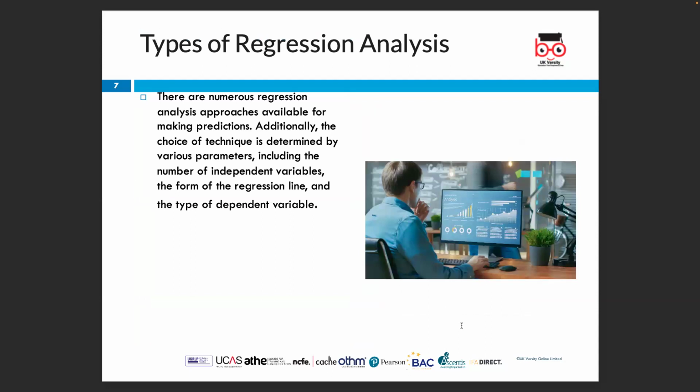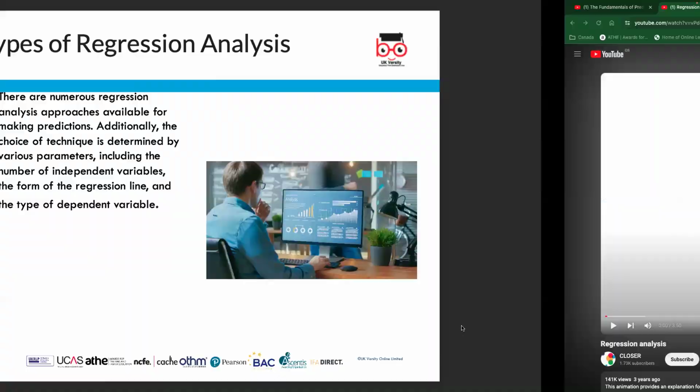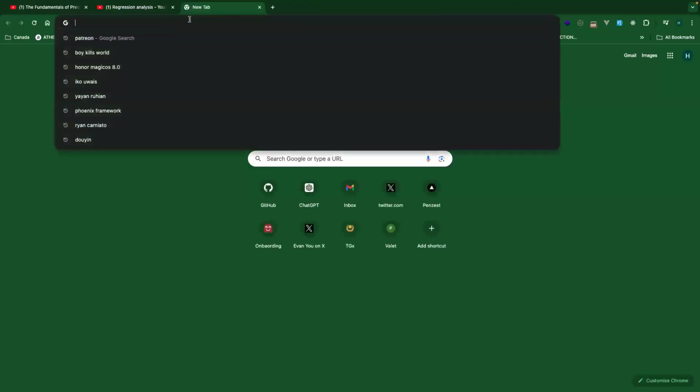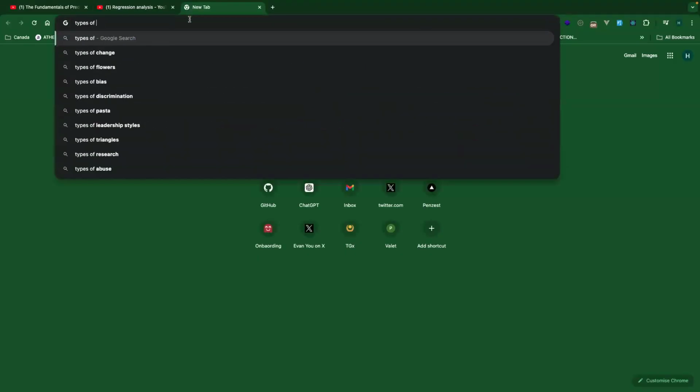So also, what are the types of regression analysis? There are numerous regression analysis approaches available for making predictions. Additionally, the choice of technique is determined by various parameters, including the number of independent variables, the form of the regression line, and the type of dependent variable. So right here, let us go into more detail, because it is possible that you need it for your assignments.